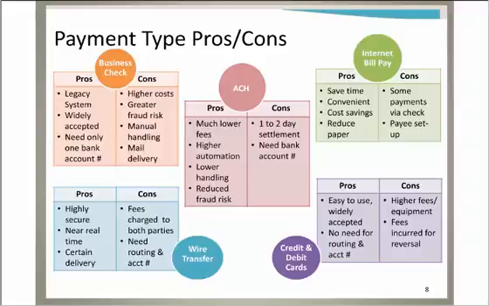And when I say much lower fees with an ACH payment, you're talking pennies per transaction relative to a wire transfer, which could be $20 to $30 and up. Much lower handling costs because it lends itself much better to automation, moving the files or the payments electronically, and reduced fraud costs. We just don't see the fraud with ACH relative to business checks.